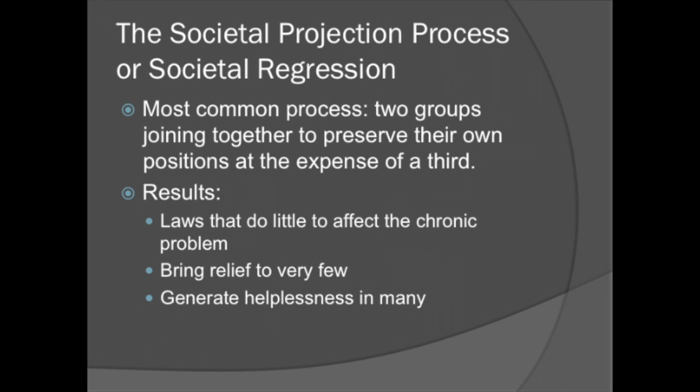The last key concept is the societal projection process or societal regression. According to Bowen, under circumstances of chronic societal stress, public anxiety would increase, and government leadership would abandon rational considerations in favor of emotionally driven decisions designed to bring short-term relief. The most common process is two groups joining together to preserve their own positions at the expense of a third. These processes tend to result in laws that do little to affect the chronic problem, bring relief to very few, and generate helplessness in many.